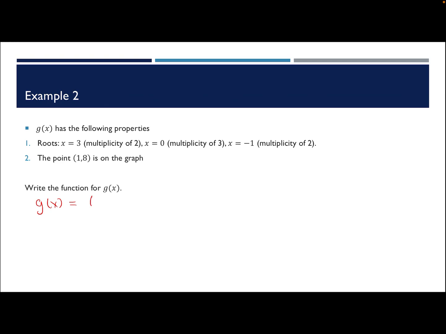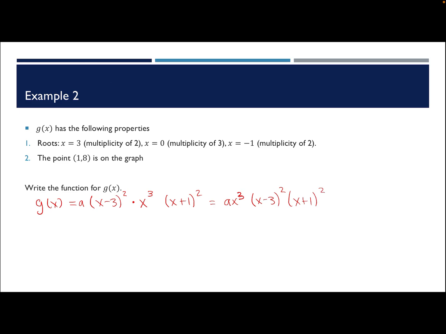So g of x is going to equal x minus 3 squared. I forgot our a. So a times x minus 3 squared times x. If x equals 0 is your solution, x is your factor. So then times x cubed, and then times x plus 1 squared. All right, I should have rewritten it, it's more proper to write the single x term in the front. And so that was x cubed, not squared. So a x cubed times x minus 3 squared times x plus 1 squared.